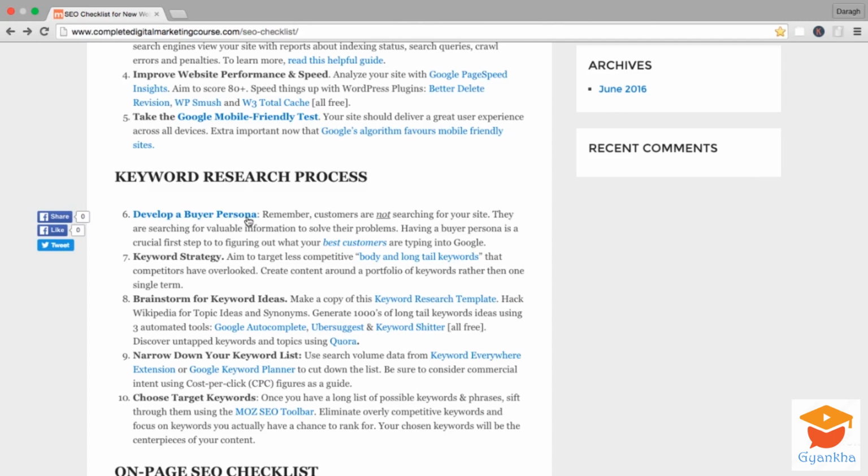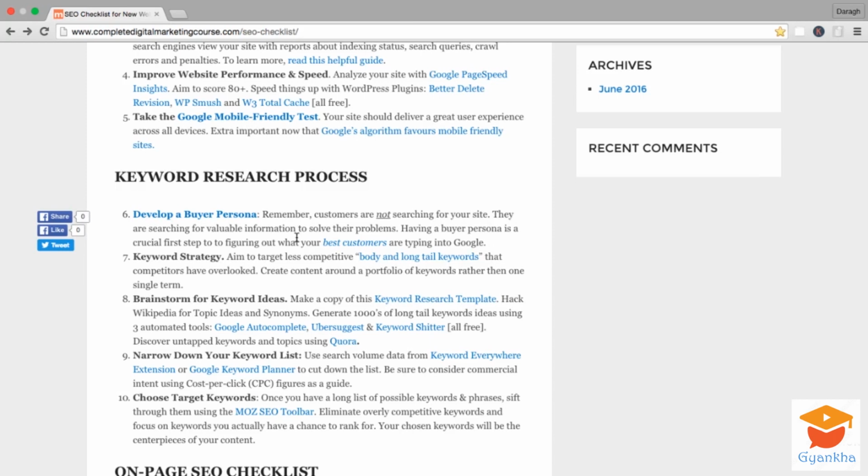It's really important for you when you're going through this process to get into your buyer's shoes. You want to think about what are they actually typing into the search results. So we developed a buyer persona earlier in the course when we were looking at the marketing plan. So I would pull that information out now and look at that again with fresh eyes as we go into this process. Because the key thing you have to remember is your customers are not searching for their site. They're looking for valuable information to solve their problems. So you need to revisit what are their problems, what are they typing into the search results, and having a buyer persona is really that crucial first step to figuring that out.